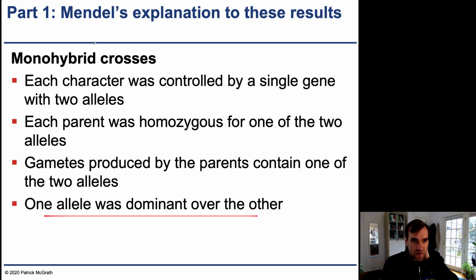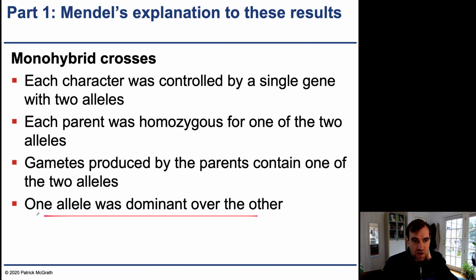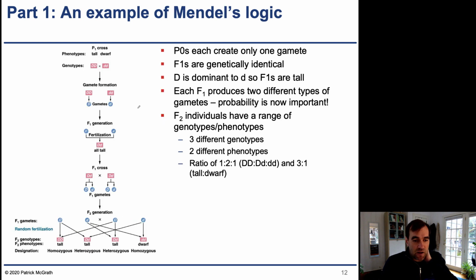Let's talk first about the tall dwarf. So we're talking about this particular character right here. And he said each character was controlled by a single gene with 2 alleles. So all individuals carry 2 alleles. In the first case, because we said that they bred true and they're homozygous, there's 2 alleles that we specify for these genotypes, but they're both the same. So this individual right here that's tall carries 1 big D and 1 big D. This individual that's dwarf contains little d and little d.